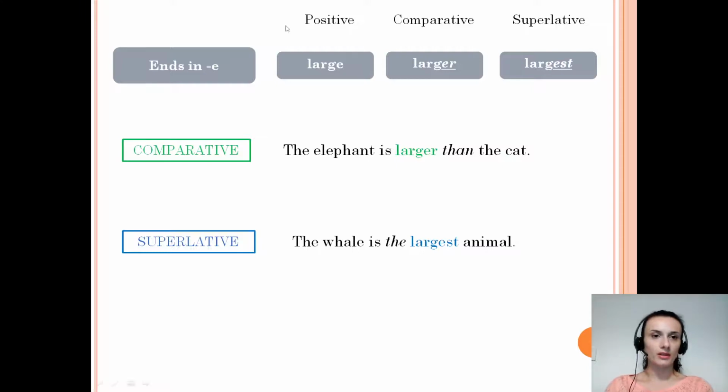Next, we mentioned the one-syllable adjectives that end in e. As we mentioned, we remove the letter e at the end of the word and then we put endings er for comparative and est for superlative forms of the adjective. Example sentences for comparative. The elephant is larger than the cat. Superlative example. The whale is the largest animal.